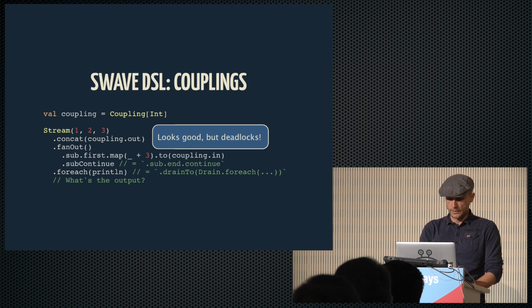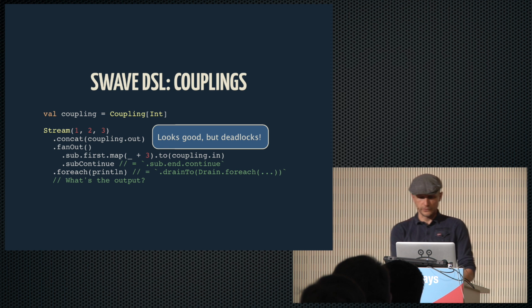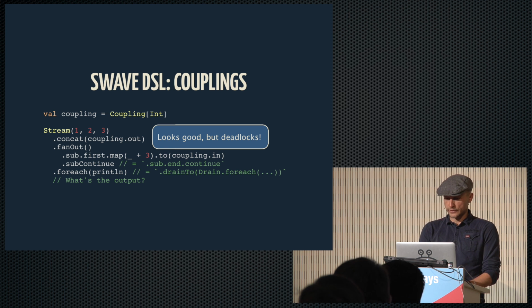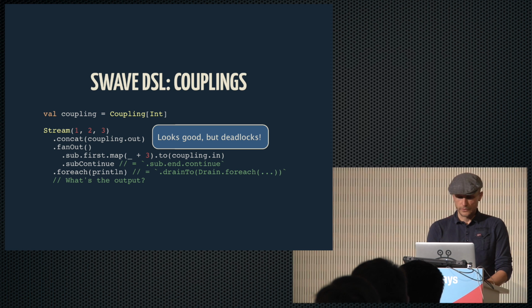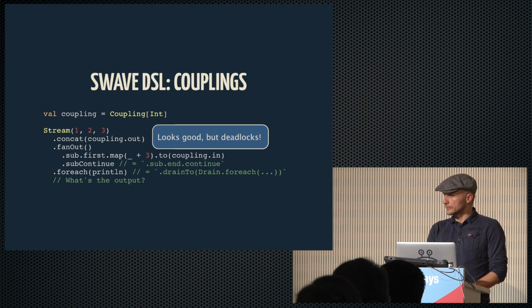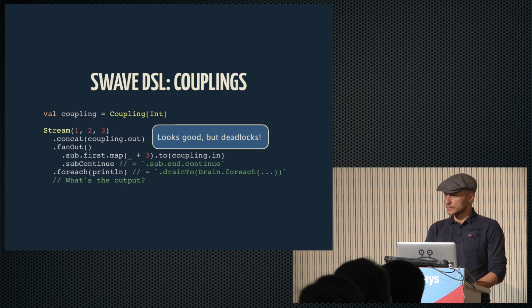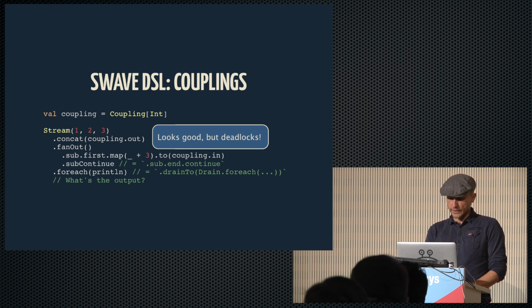Yeah? Okay. And here we just say, we attach another output to the fan-out, and we say we want to continue writing with that. It's just a shortcut for attaching an empty substream and doing continue. And then we do foreach println. So what's the output going to be? It's 1, 2, 3, 4, that's the idea. If I run this, I want to see 1, 2, 3, 4, because the first one that goes in here is going to be a 1. We add 3, and then concatenate that at the end. So it should be 1, 2, 3, 4.